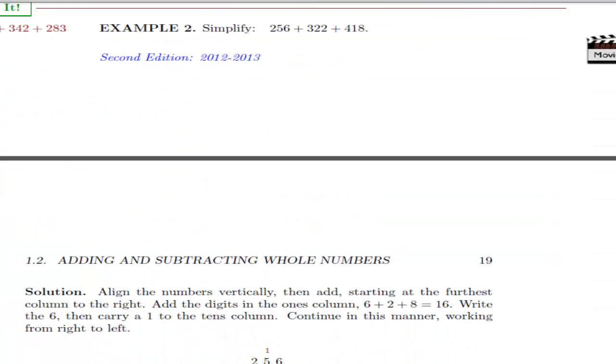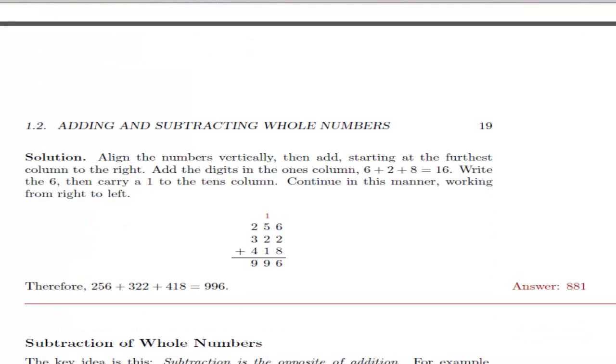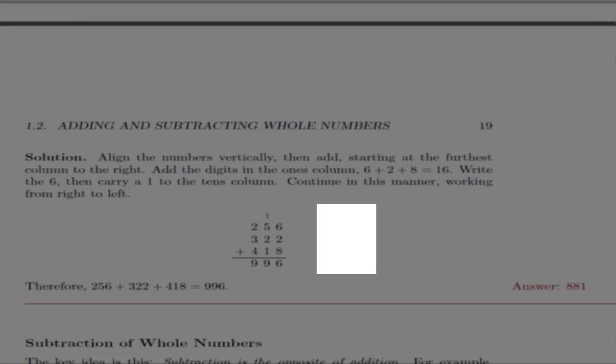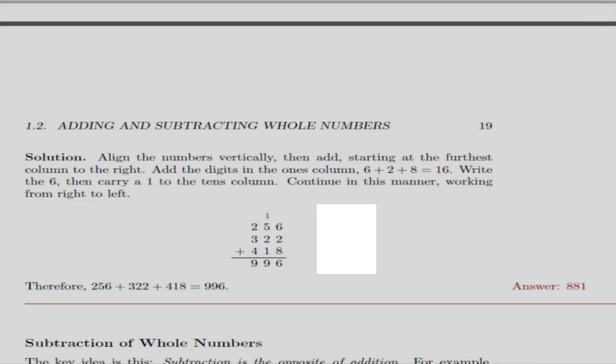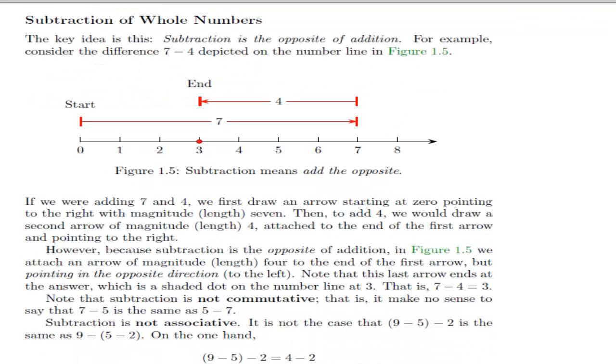Example 2. Simplify 256 plus 322 plus 418. Solution. Align the numbers vertically, then add, starting at the farthest column to the right. Add the digits in the ones column. 6 plus 2 plus 8 equals 16. Write the 6, then carry a 1 to the tens column. Continue in this manner, working from right to left. Therefore, 256 plus 322 plus 418 equals 996.